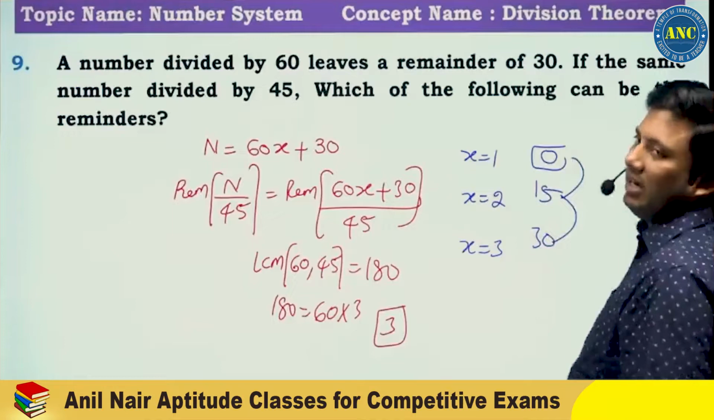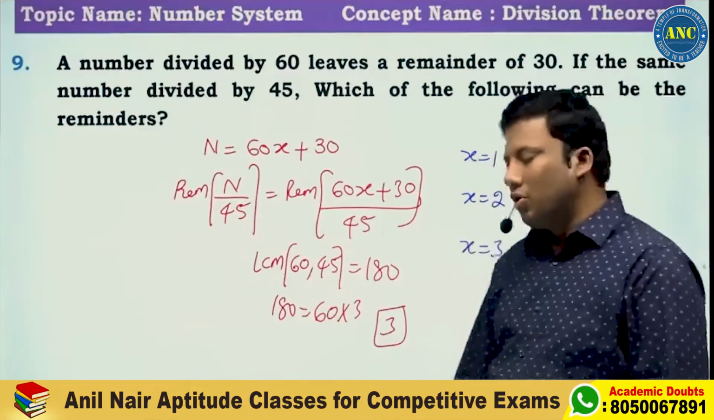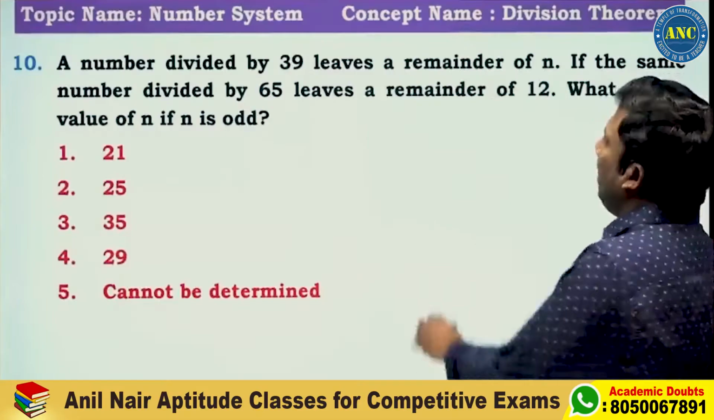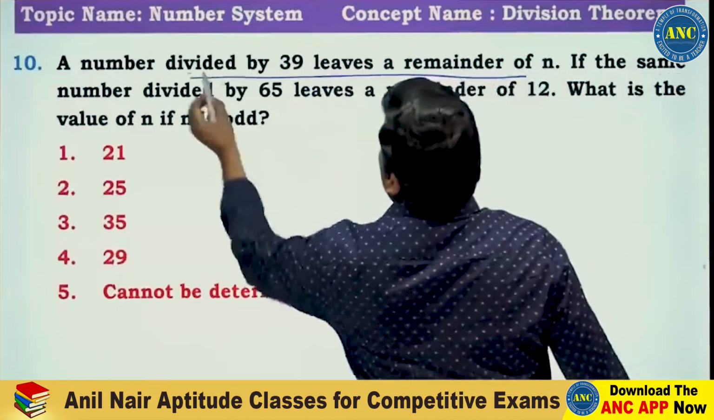These are all going with a deviation of HCF. You don't need to compute it. I think right now I'm sure you must have got an idea. Next one. A number divided by 13.